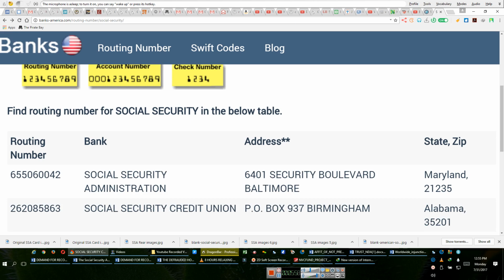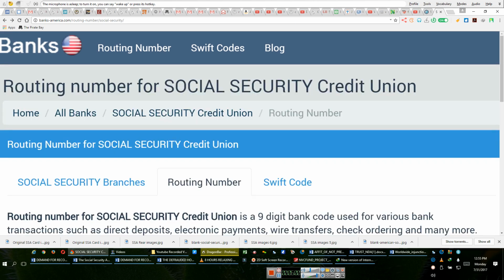But this is to give you guys an understanding of what your rights are, what you have access to, what you have that belongs to you. You see, they keep saying you don't have the authorization, you don't have the authority. That is not true. You have an account. You have a private and personal checking account with a financial institution, a bank.